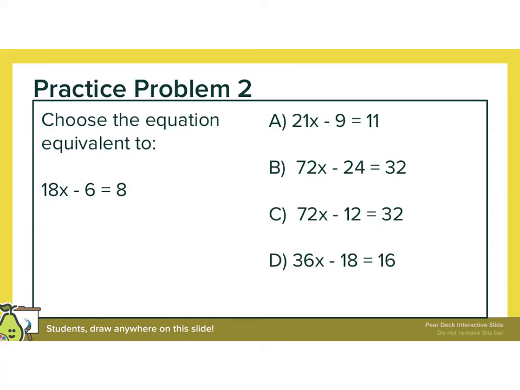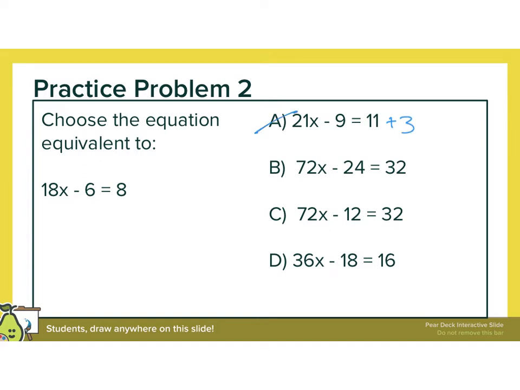Okay, so practice problem 2. Find the equivalent equation. So if I have 18 and I'm trying to get to 21, it looks like I added 3, which is not one of the rules. That doesn't work. You have to multiply or divide.